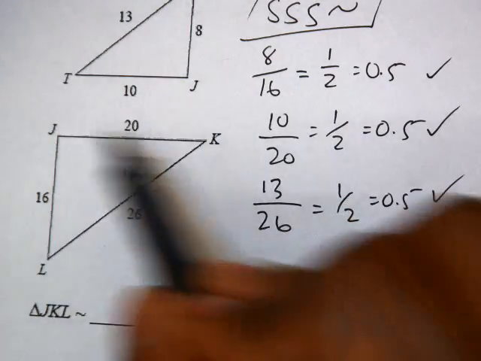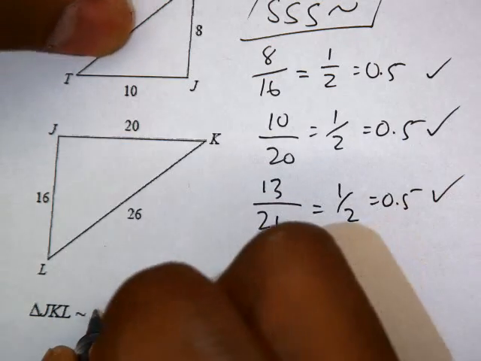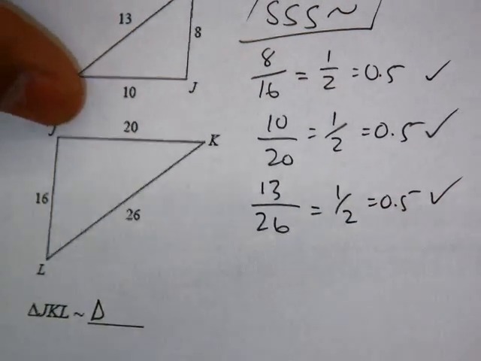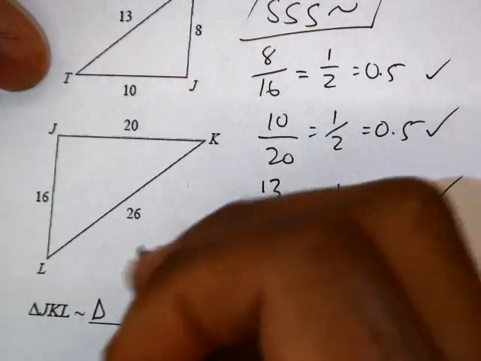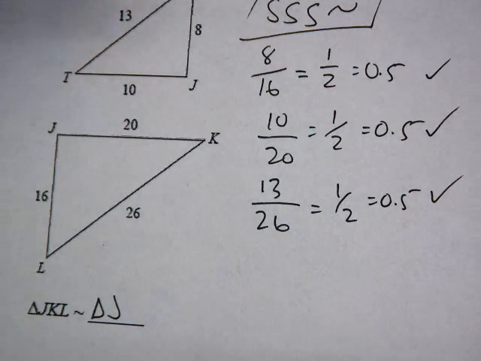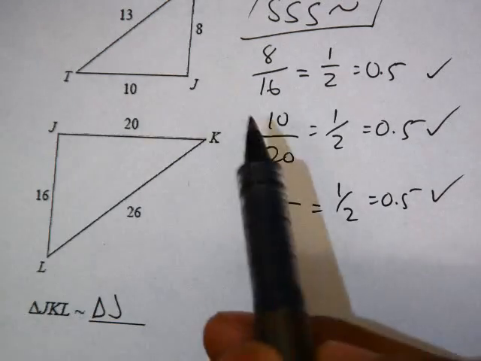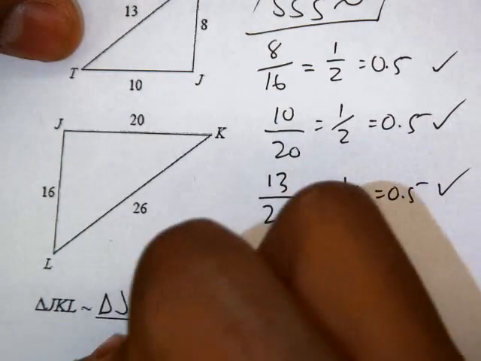So triangle JKL is similar to triangle, let's see, J and 20 is the middle, so T and U.